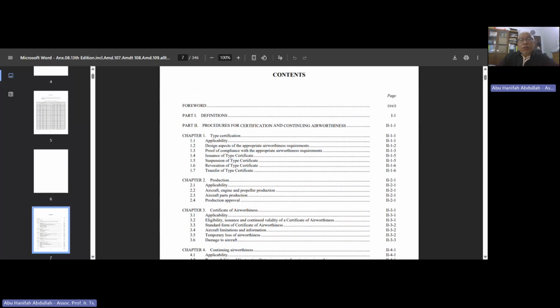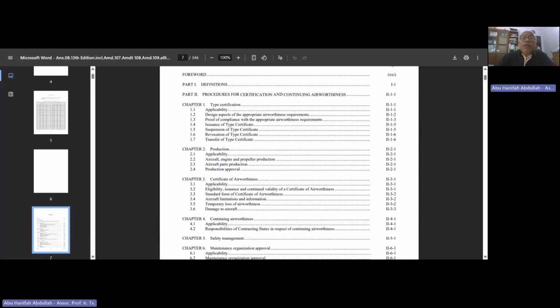Most countries also do not issue TC for foreign aircraft, engine or propeller, but they do type validation of the foreign TC. Malaysia has been doing that. We call it TC validation. So any new aircraft type coming to Malaysia will have to go through the process of TC validation. Then after you get the TC, you need to make the aircraft, make the parts and components, and put them together. That is under production.